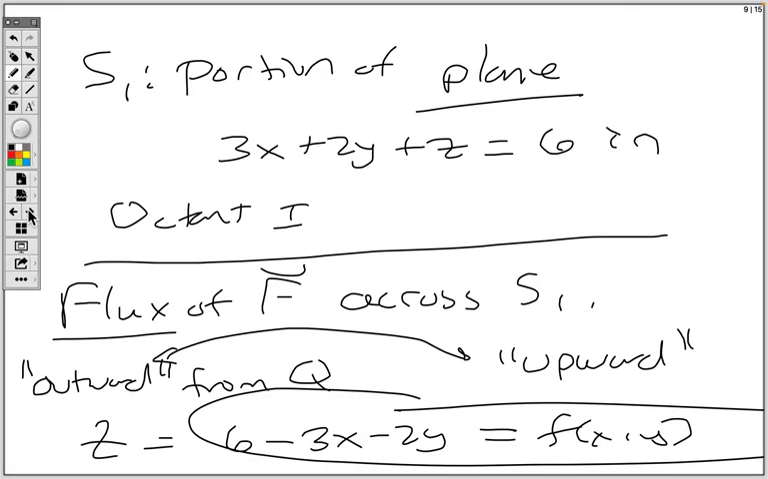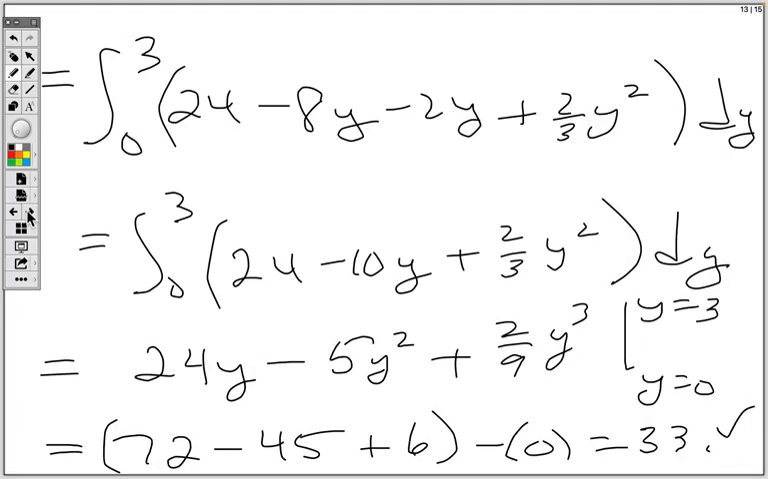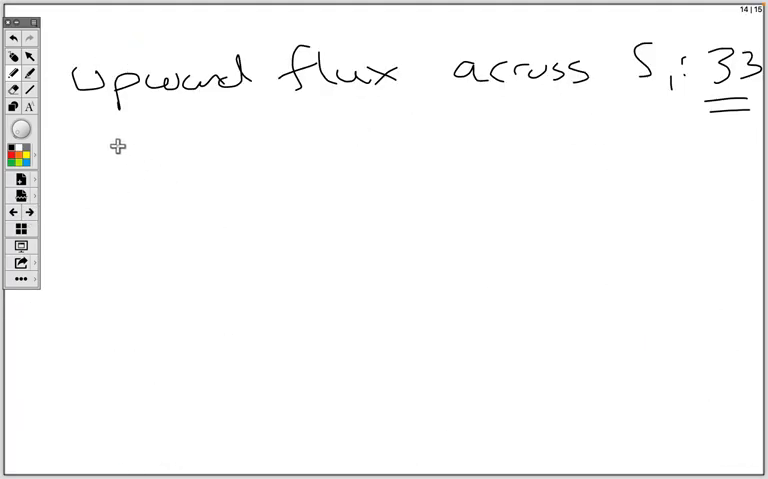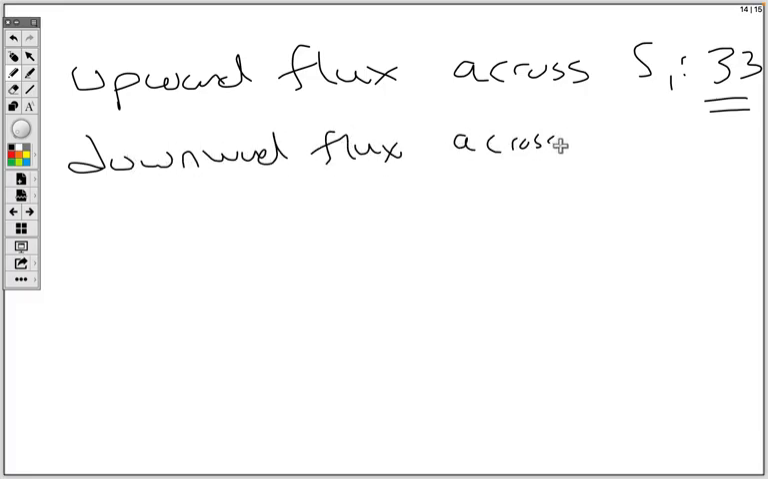All right, so where did I put this? I was keeping a record of these things. The downward flux across S2 is -9. Okay, so there, that's done. All right, 2 more to go.